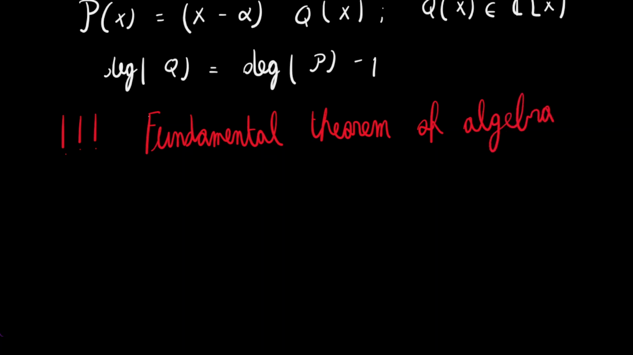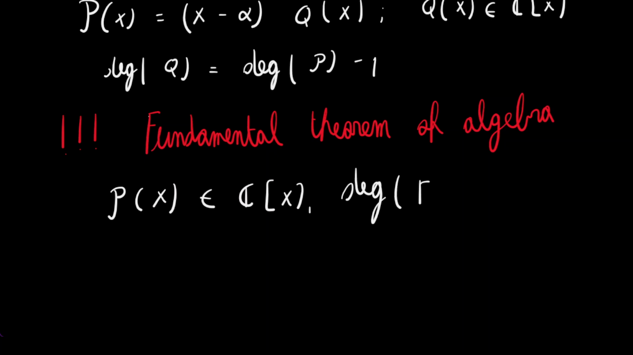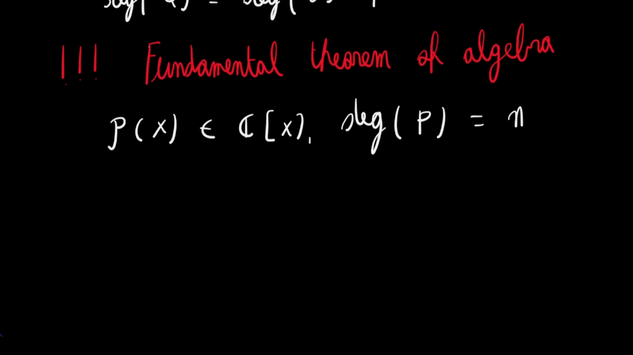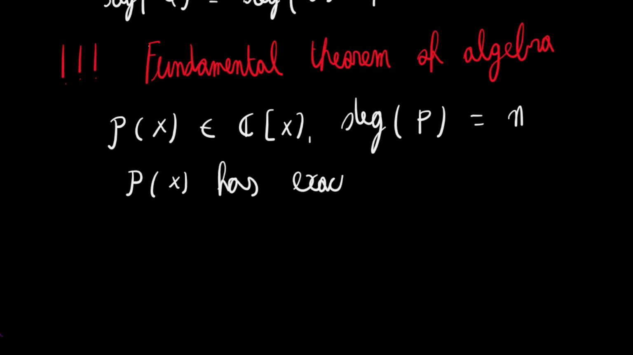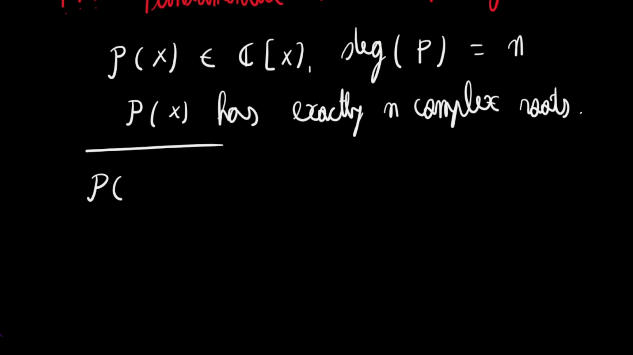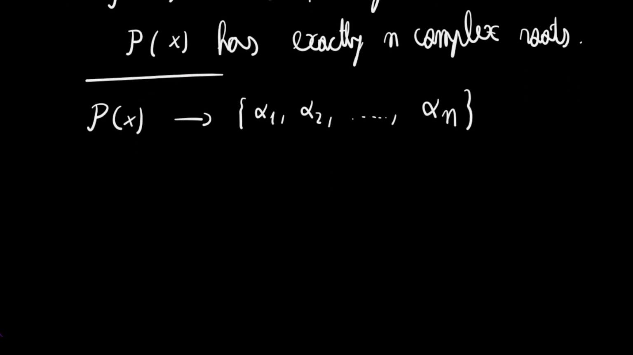It says that if you have a polynomial p of x of degree n, then p of x has exactly n complex roots. So for instance, p of x has the roots alpha 1, alpha 2, ..., alpha n. Remember, these roots are not necessarily distinct, so we can have equality here.